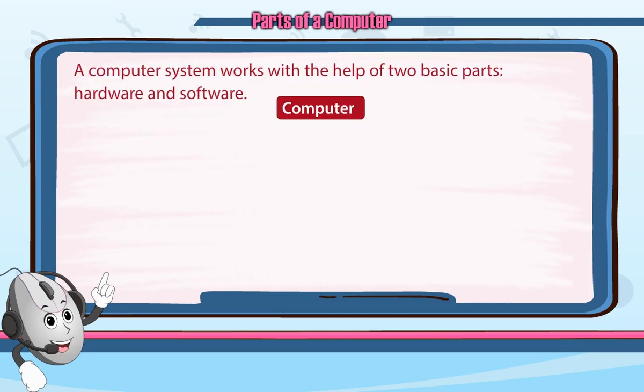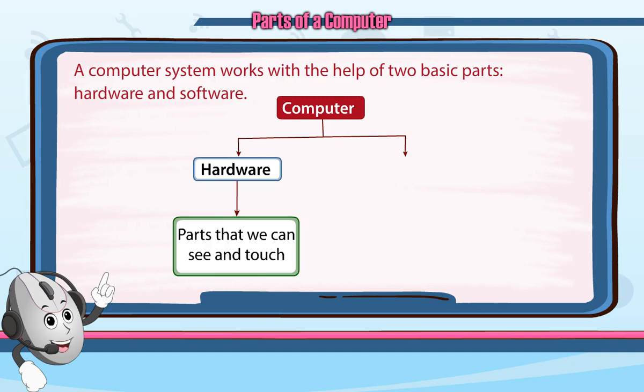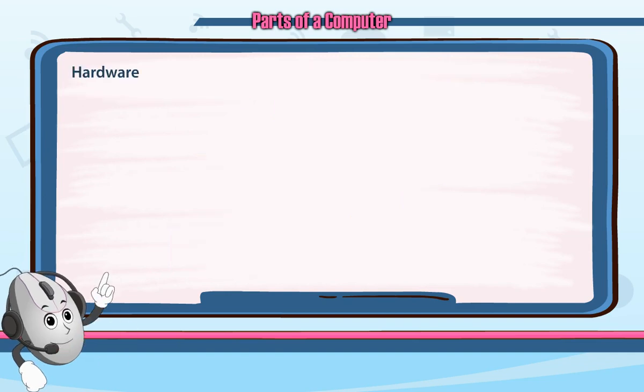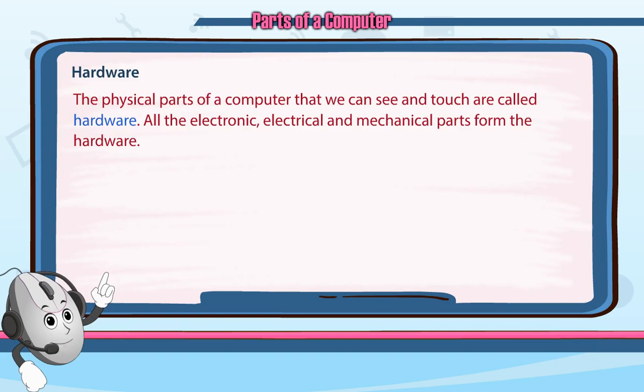A computer system works with the help of two basic parts, hardware and software. Hardware, parts that we can see and touch. Software, a set of instructions. Hardware, the physical parts of a computer that we can see and touch are called hardware. All the electronic, electrical and mechanical parts form the hardware.